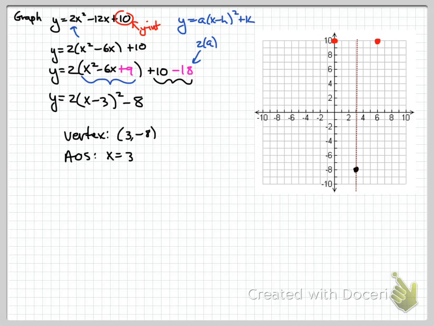We've got some options here. Per usual, we're just going to set our y value equal to 0 and solve for x. So I'm going to do that in maroon here. So for our x-intercepts, we're going to set y equal to 0 and just solve this equation. So I'm going to add 8 to both sides. I'm then going to divide both sides by 2. 4 equals x minus 3 quantity squared.